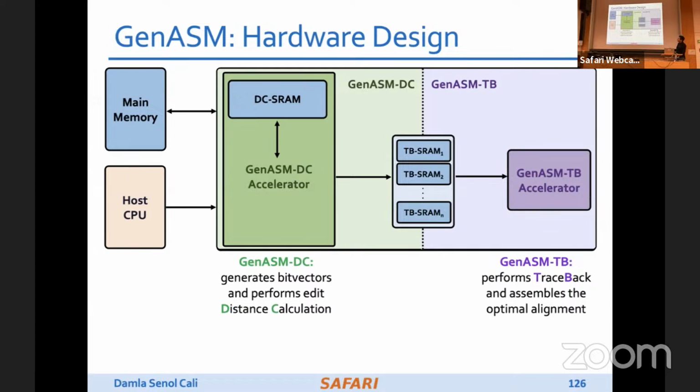So we modify the BiTAP algorithm so that it supports the traceback, meaning once you identify your edit distance, what we further do is we reuse the information that we generated so far, so that we do traceback to identify the operations that give us this minimum edit distance. So this is the TB part, the traceback part in Genome, and this is again done by some simple operations I'll show next.